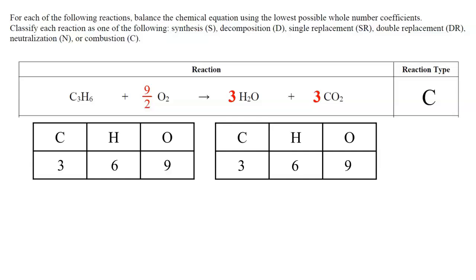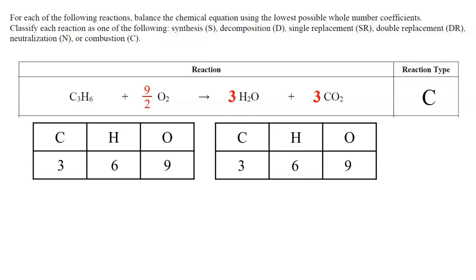So take a look at the tables. You can see that we have 3 carbons, 6 hydrogens, and 9 oxygens on each side of the equation. So at this point, the equation is balanced, but the instructions say to use the lowest possible whole number coefficients. And right now, 9/2 or 4.5 is not a whole number. So what can we do to completely balance this equation using a set of whole number coefficients?